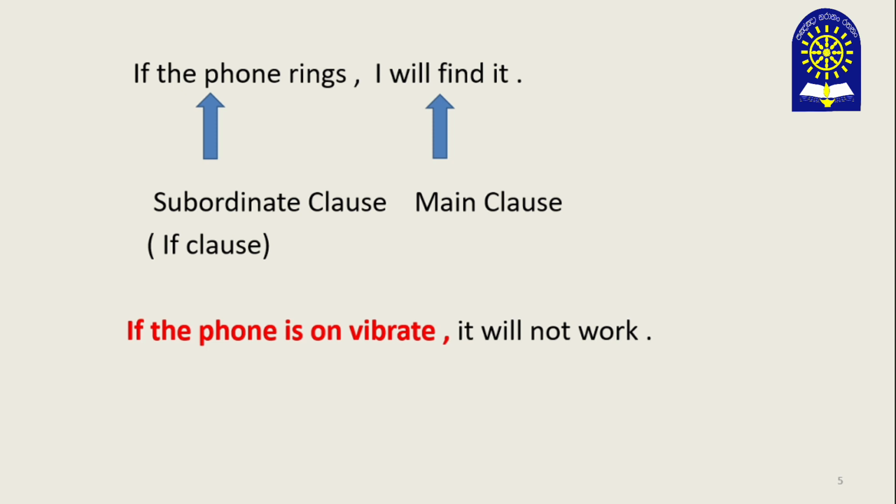Look at the second highlighted sentence. If the phone is on vibrate, it will not work. What is if the phone is on vibrate? Yes, it is a subordinate clause of the sentence. It begins with if and we can also call it the if clause. What is it will not work then? That is the main clause of the sentence. Hope you have understood the subordinate clauses and the main clauses.